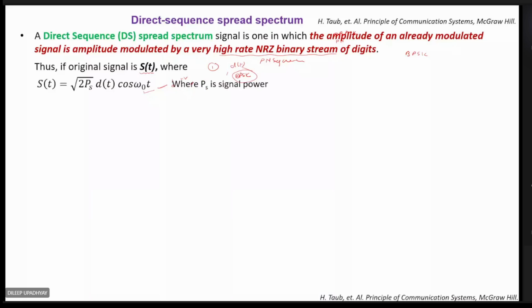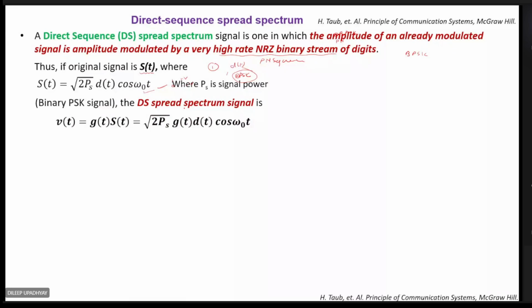So this Ps is the signal power, as I told you, and this is nothing but the BPSK signal. Then the DS spread spectrum signal will be obtained just by multiplying this with the high rate NRZ binary stream, which is called the PN sequence, denoted by g(t). So the DS spread spectrum signal is simply represented by g(t) multiplied by this S(t), which we can write as under root 2Ps d(t) g(t) cos omega naught t.